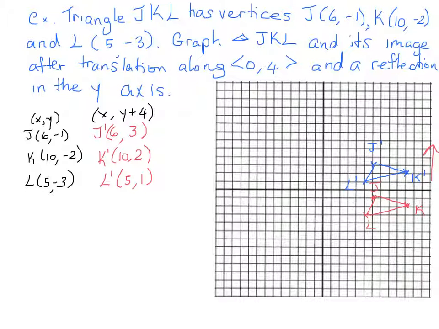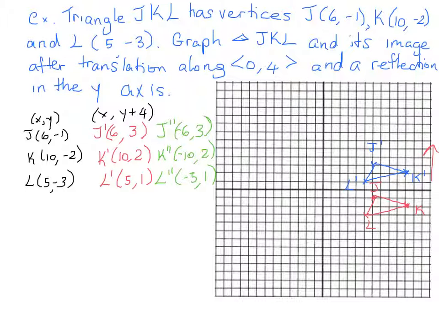So with that said, we can figure out that J double prime is, again, x is the opposite sign, so -6, but the y coordinate will stay the same because it's on the same horizontal line. K double prime will be opposite sign for x, so -10, 2, same horizontal. And L double prime will be -5, 1.